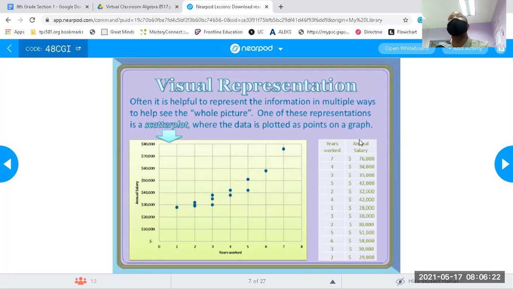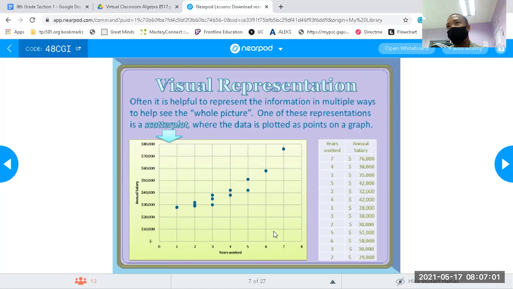Now, if we're supposed to put this on a scatter plot, this is where we get into the meat of the matter. We take the information on the table and we put it on our graph. Often it is helpful to represent the information in multiple ways to see how the whole picture comes along. One of these representations is called a scatter plot. This graph right here is a scatter plot where the data is plotted as points on a graph. The y-axis shows the annual salary. The x-axis shows the years worked.